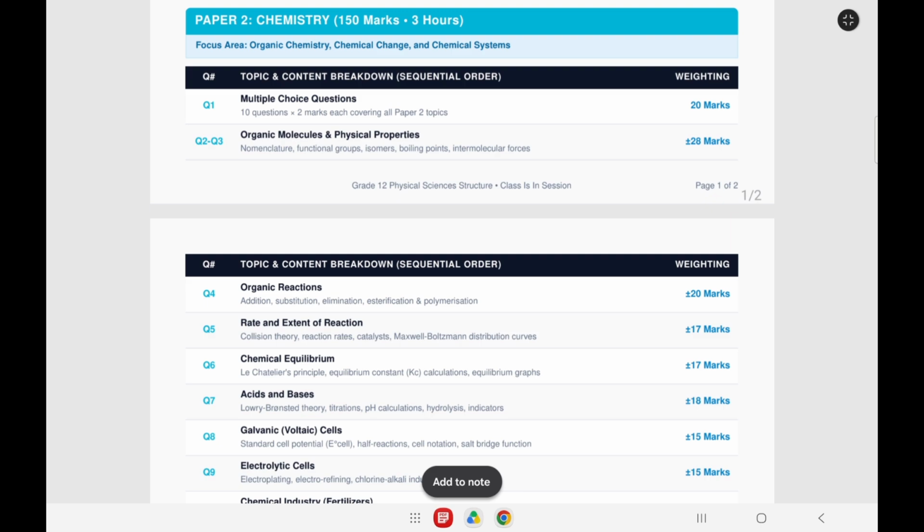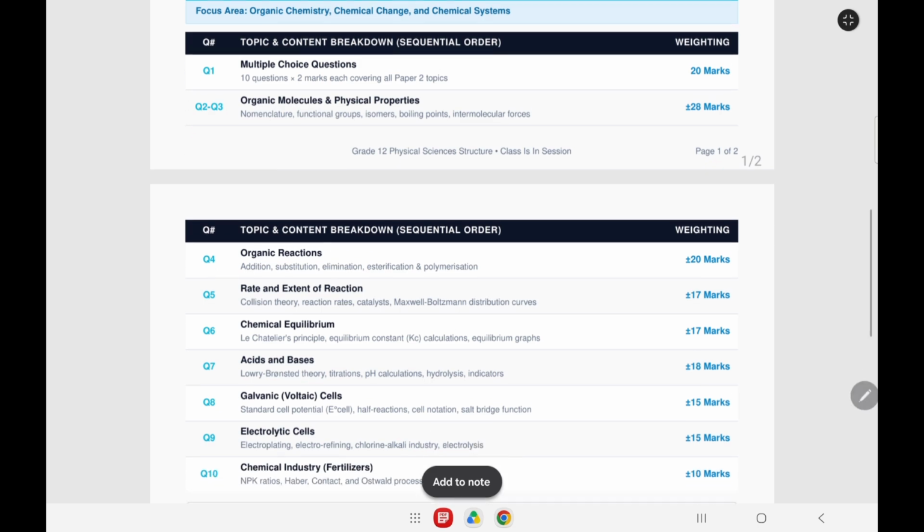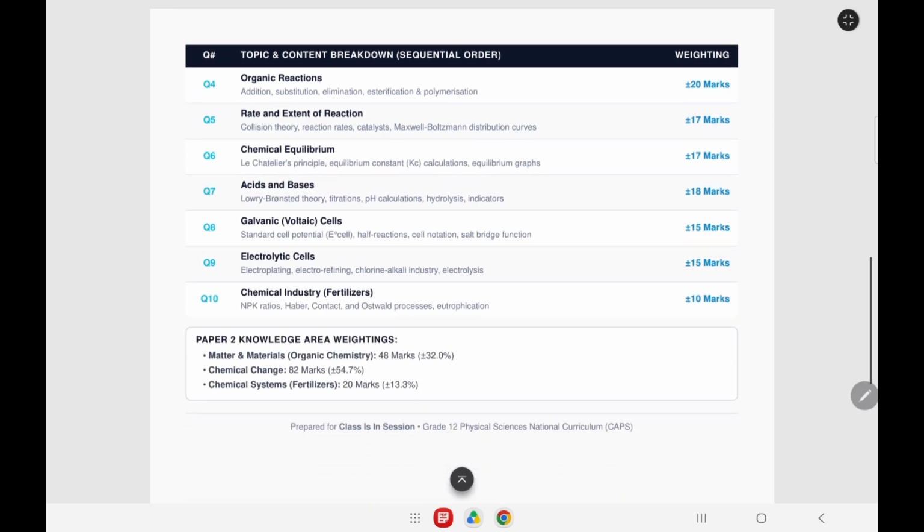So for question 2 and 3, we have organic molecules and physical properties. That's worth about 28 marks. Question 4, we have organic reactions. So that's worth about 20 marks. Again, it depends on how they set your paper. Then rate and extent of reaction. It's worth about 17 marks. We'll also have chemical equilibrium. That's worth about 17 marks.